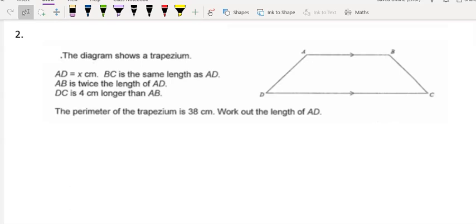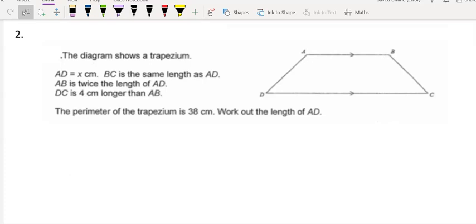Okay, we're going to look through a few of these questions from the homework. Question 2 says the diagram shows a trapezium. It says AD is equal to x centimeters, BC is the same length as AD, and AB is twice the length of AD. DC is 4 centimeters longer than AB. Okay, right. We've a lot going on here.